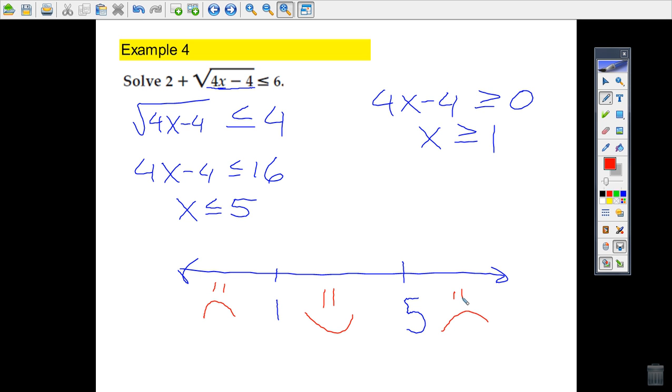Now, are 1 and 5 themselves included in my answer? Yes. How do I know? Because there's a bar under the inequality sign, right there. Because it's less than or equal to, yes, I'm going to include 1 and 5 in my solutions.